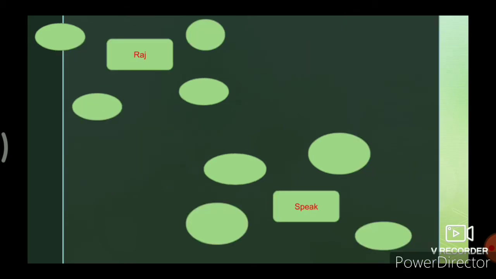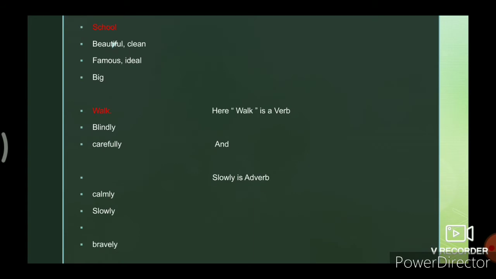In next specimen, now look here, Raj. Raj is a proper noun. Then you must write adjective, tall, young, handsome, brave, in this way. Now here, speak. Speak is a verb, and here you must use adverbs like speak fluently, clearly, neatly, confidently. In this way, you have to choose this question and write to get 2 marks.